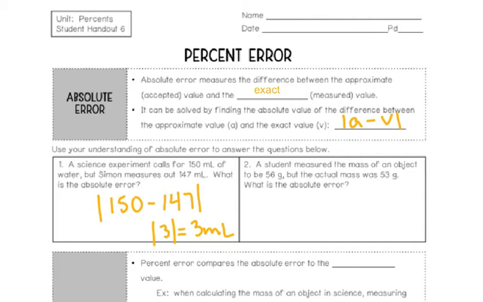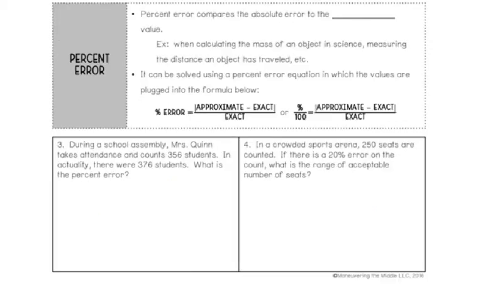In question 2, a student measured the mass of an object to be 56 grams, but the actual mass was 53 grams. What is the absolute error? In this problem, the actual value was 53 and the measured mass was 56. The difference of 53 minus 56 is negative 3. We know that the absolute value is distance from 0, making it always positive, so in this case the absolute error is 3 grams. Next we will look at percent error.